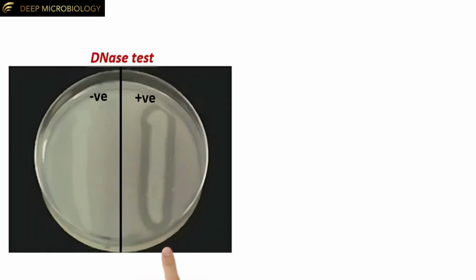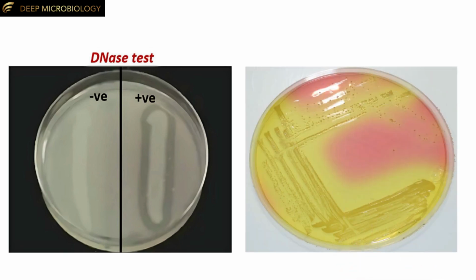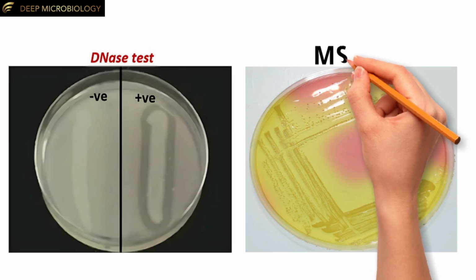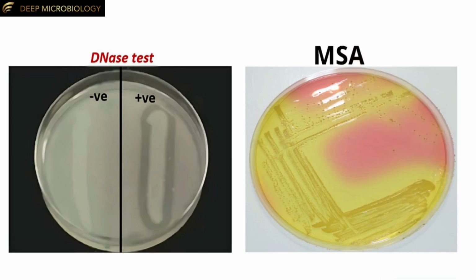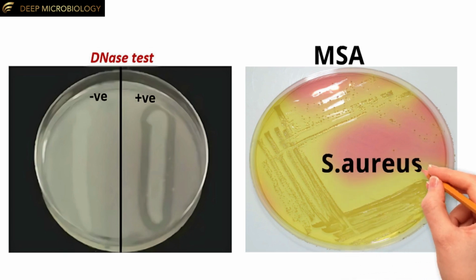The DNase test was also positive, meaning the bacteria can break down DNA. Finally, the bacteria grew on mannitol salt agar, fermented mannitol, and produced yellow colonies. This is a typical reaction for Staphylococcus aureus, as it ferments mannitol and turns the agar yellow.